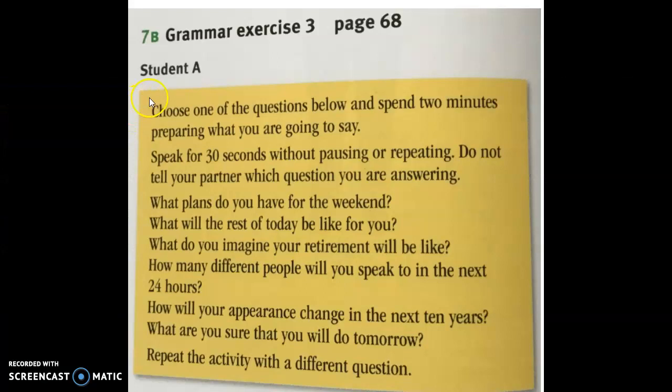So student A has this activity. Choose one of the questions below and spend 2 minutes preparing what you're going to say. Speak for 30 seconds without pausing or repeating. Do not tell your partner which question you're answering. So partner B does not know what these questions are. They don't have them. So depending on how much time you've got, you can either give student A 1 or 2 questions to prepare the answers for.